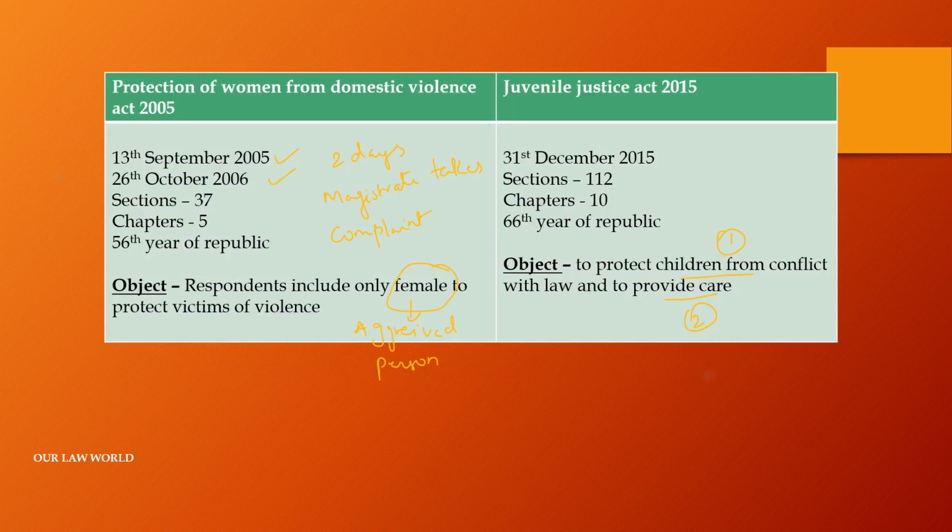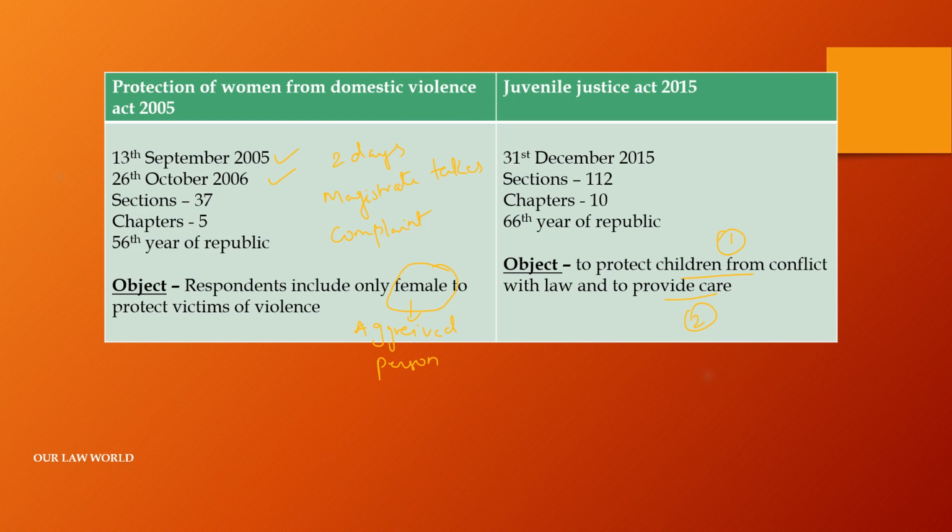Protection of Women from Domestic Violence Act 2005. The interesting thing about this act is that the time limit within which a magistrate takes up the complaint is very short, which is 2 days. If the aggrieved person has given a complaint, it will be taken up by the magistrate within 2 days. The dates are 13th September 2005 and 26th October 2006. It has 5 chapters and 37 sections. It deals with females who are treated as victims of violence.